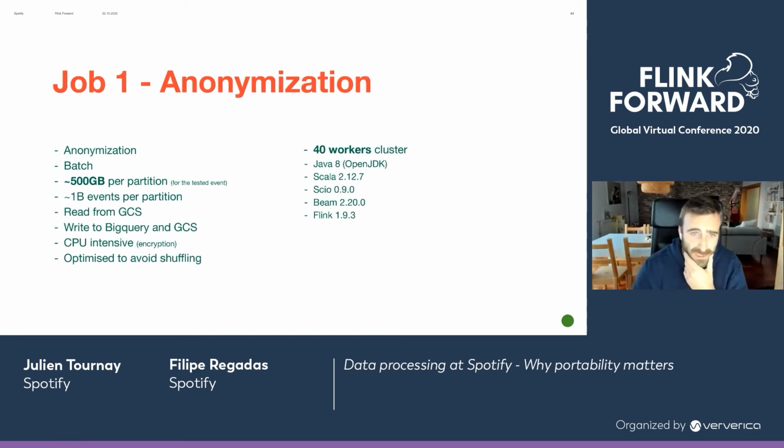So the first job we took is our anonymization job. This is a job that is responsible for the encryption of sensitive data on events. It can handle 100 types of events. For this particular experiment, we just took one event type that has around 500 gigs per partition and around 1 billion events per partition. This job is a batch job. It reads from GCS and writes to BigQuery and GCS. And as it does encryption, it's very CPU intensive. Because we want to keep it as fast as we can, we want to avoid shuffling.